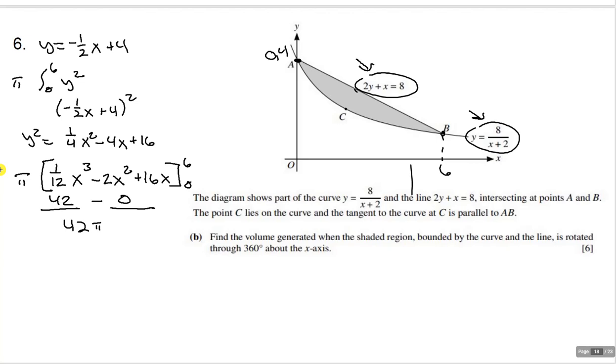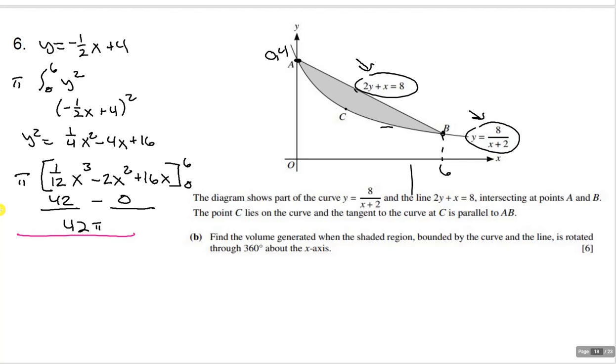The problem is everything underneath this curve is actually not going to be part of my volume. And so I've got to take it away. So now what I'm going to do is switch gears. I'm going to integrate this. But keep in mind, I have to square it.